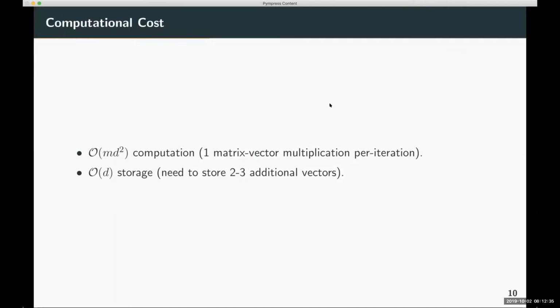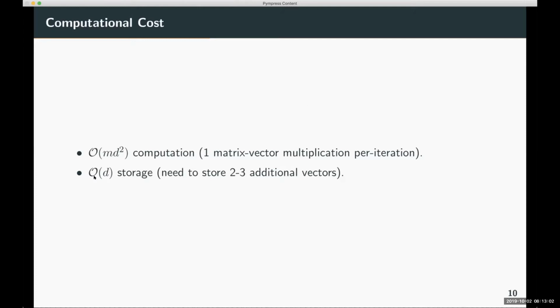So some other properties of the conjugate gradient method, which are important, particularly when we compare it to the Cholesky factorization approach to solving the linear system, is its computational cost. So we can show that the computational cost of CG is order md squared in computation because it requires 1 matrix vector multiplication per iteration. So if we can get away with doing much less than d iterations, then the algorithm will run much, much faster than the Cholesky factorization approach.